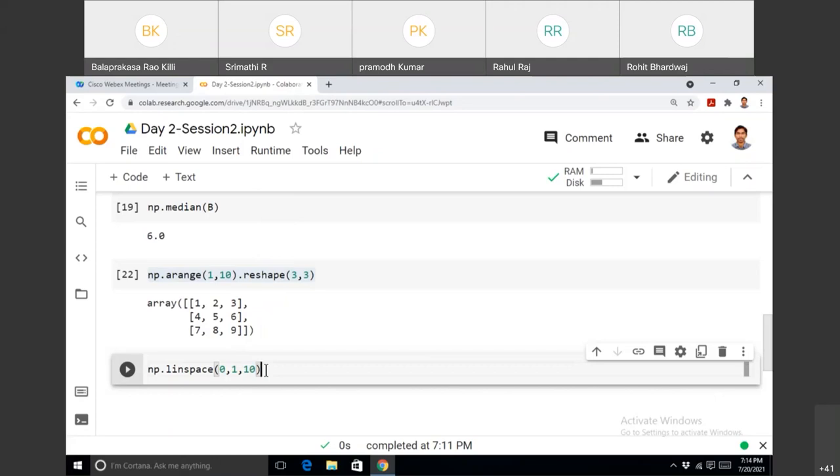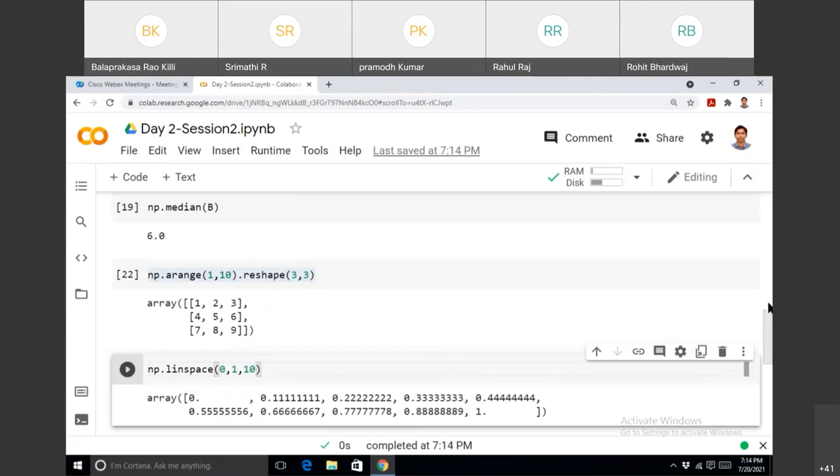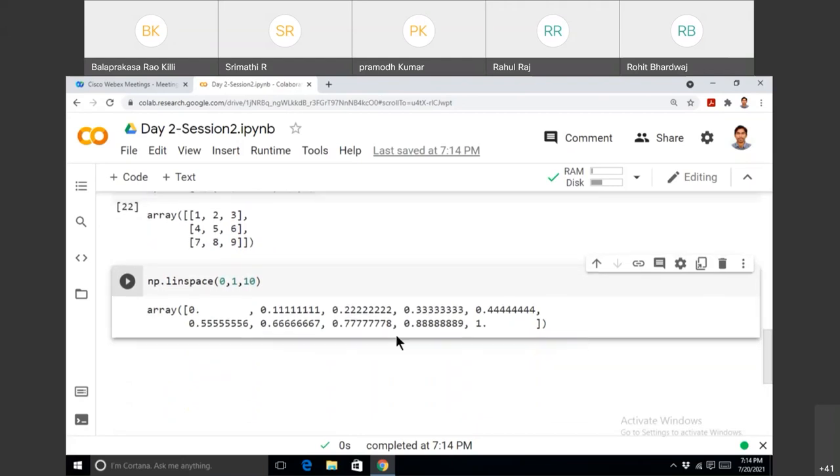That means 0 to 0.1, one number. 0.1 to 0.2, one more number. 0.2 to 0.3, one more number. This way. So let us see the output. Can you see this linspace? Now you see, 0 to 0.1, 1 number, 0.1 to 0.2, 1 number, 0.2 to 0.3, 1 number, like this. They are evenly spaced. Can you see? So let me paste this one also. So we have seen how to generate evenly spaced integers and evenly spaced fractional values, right?